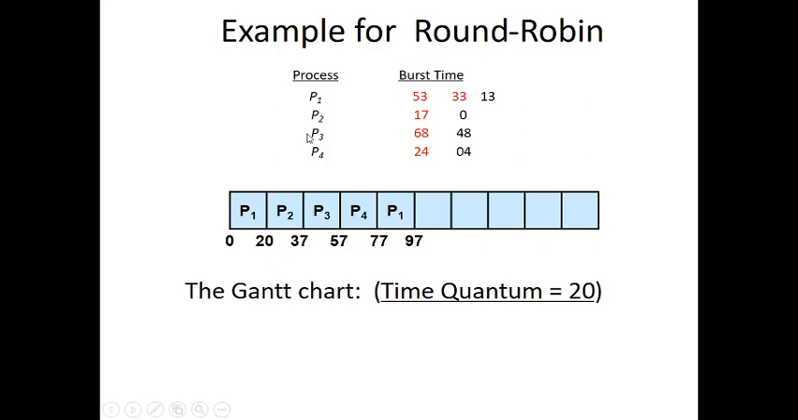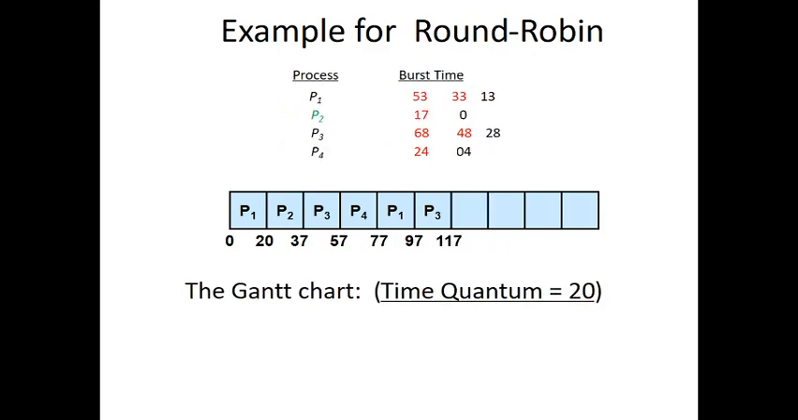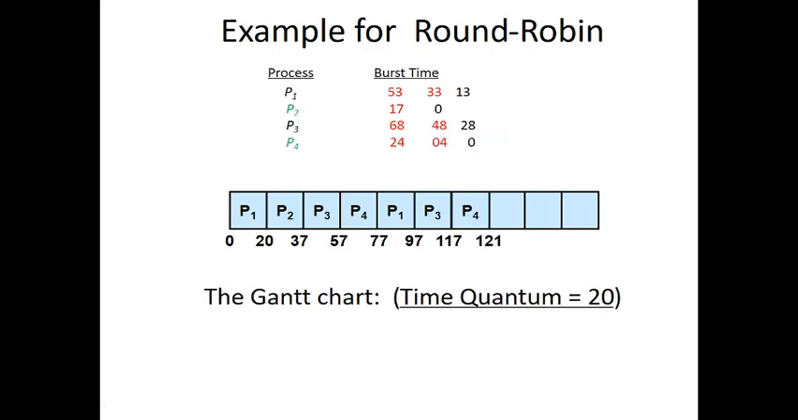So P2 is not at all in the scene right now. After P2, P3. Okay, so out of 48, 20 is utilized, so 28 is remaining, leading to 97 plus 20 is 117. Again, P2 I have marked green because it has completed its execution. P3, after executing 20 units, has 28 remaining, so it has not yet completed.